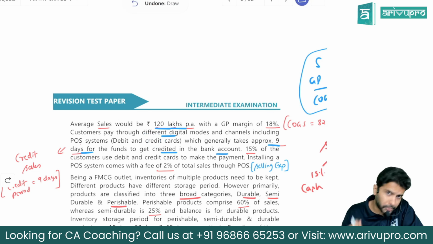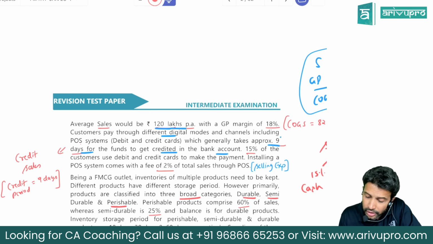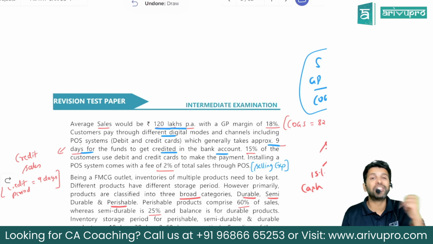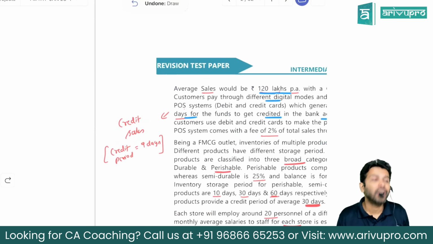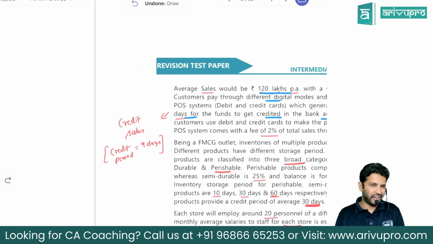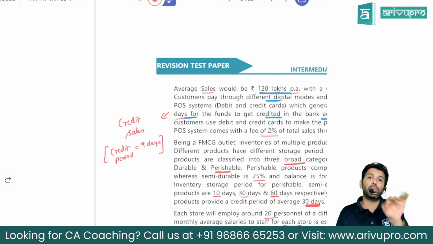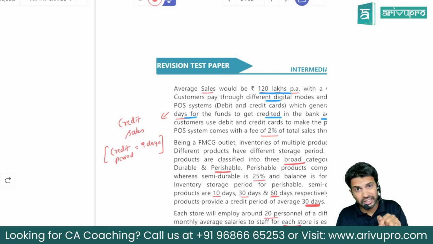But some customers will also make payment through debit card and credit card. If any customer makes the payment through debit and credit card, will this store get the payment immediately or do they have to wait for 9 days? That means this becomes your credit sales. Indirectly, the credit period given to the customer is 9 days. So though we are an FMCG, we still do have some credit sales to the extent of 9 days.